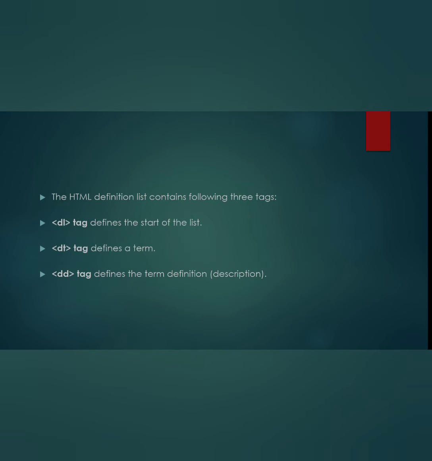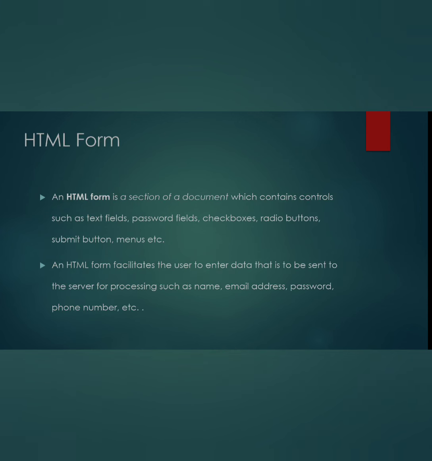The HTML definition list contains the following three tags. DL tag defines the start of the list. DT tag defines the term. DD tag defines the term definition.